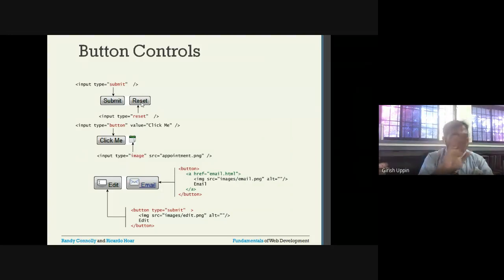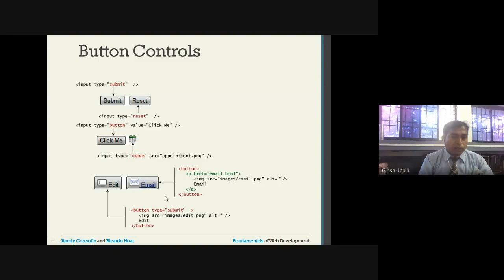It will reset all the data entered by the user for each of the control elements. This is input type is equal to button, the custom button, whatever the value selected, that will be shown here. This is the image button, input type is equal to image, and you will provide the source for this image. That image itself will work as a button, and it will allow the clickable event.